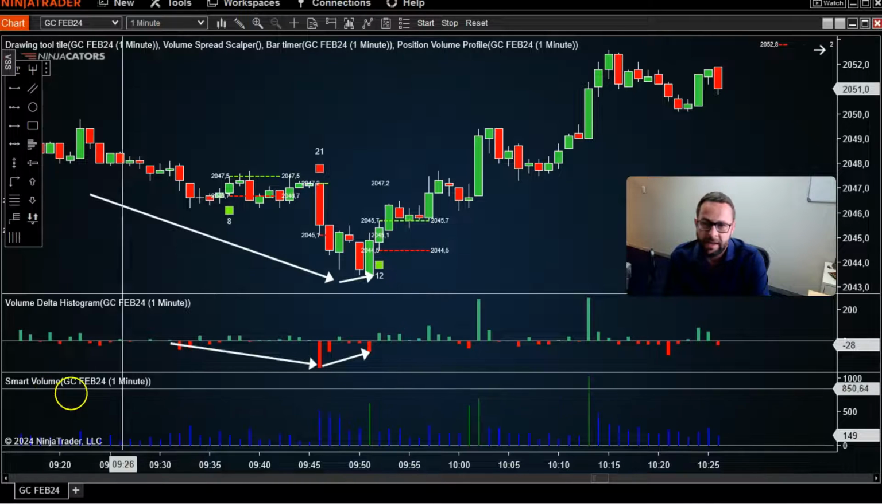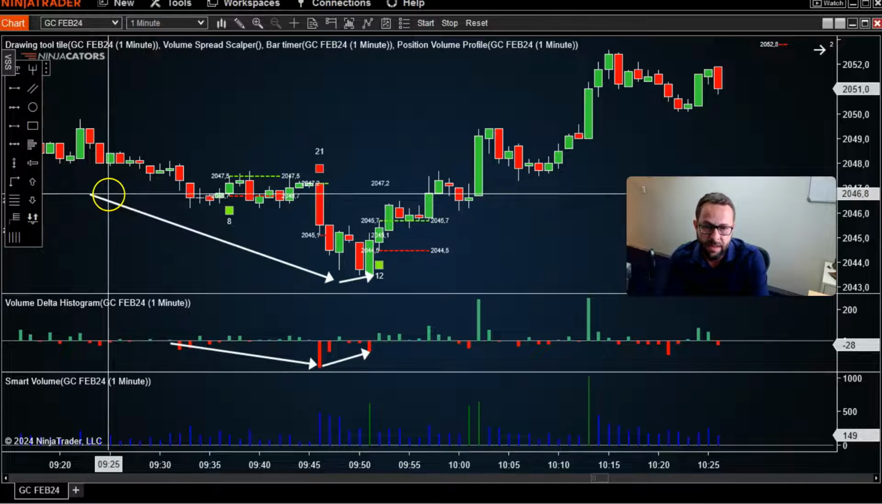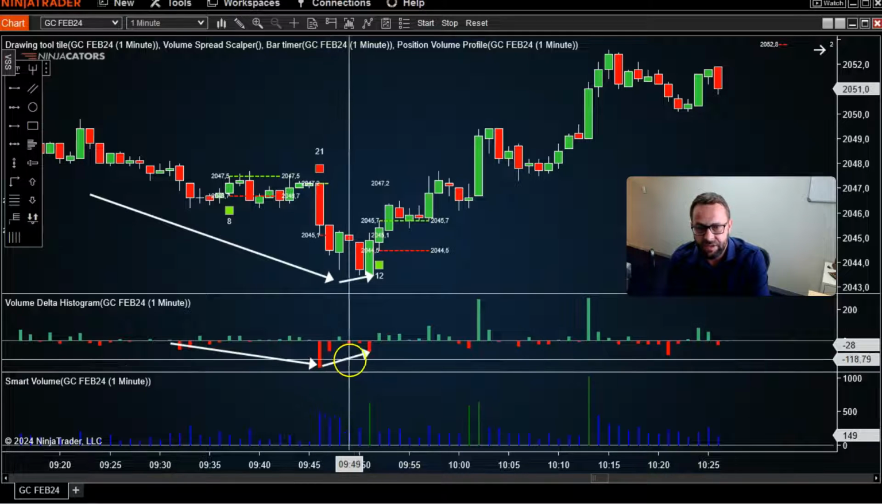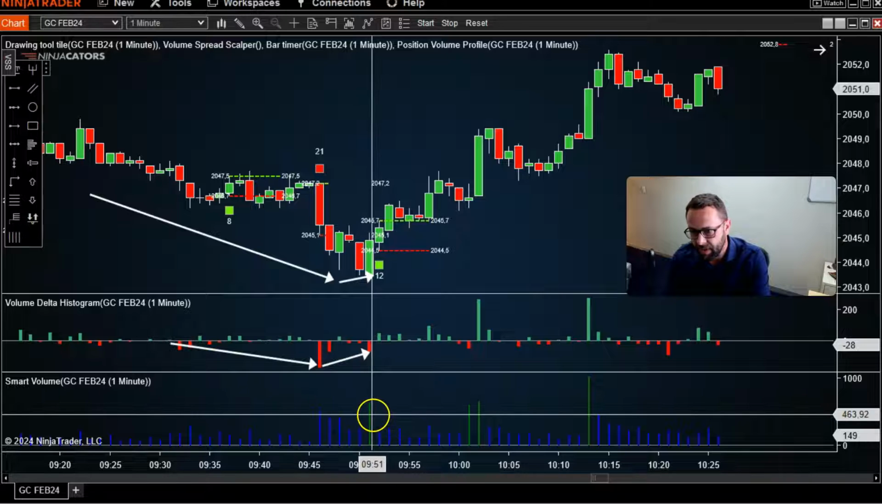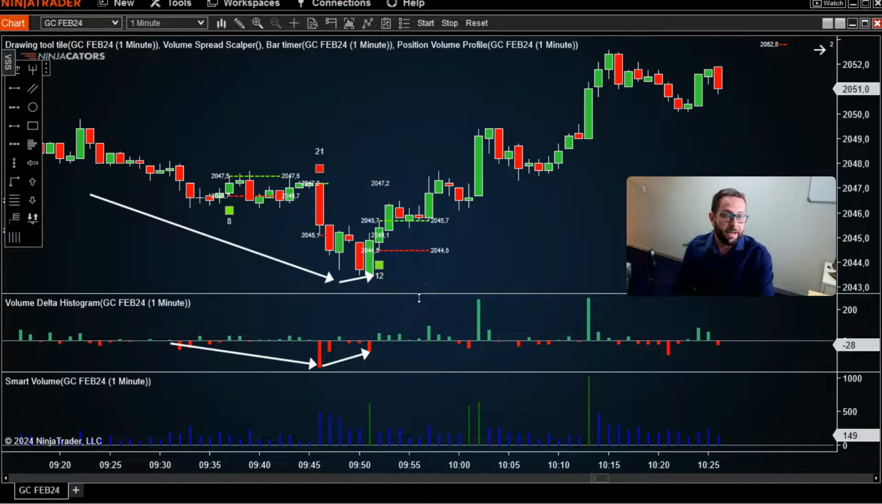So smart volume can assist you in showing how strong a trend is, but if you see a divergence in your volume delta, accompanied by a spike in your smart volume, that typically leads to a strong reversal.